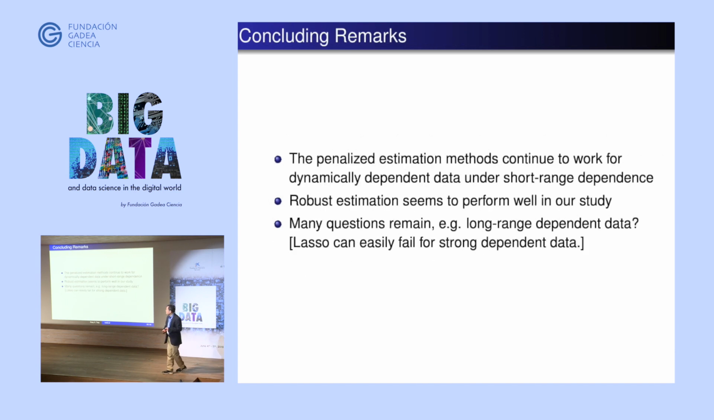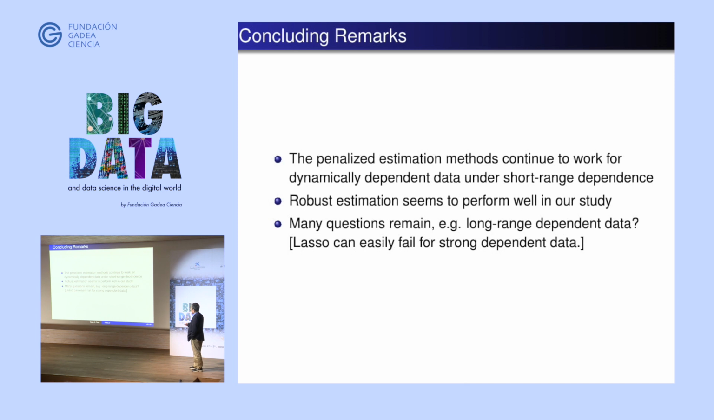So to conclude, this general estimation method continues to work for dependent data, but only weakly dependent data. Okay. You cannot have strong dependence. What I mean is this type of method continues to work for short-range dependence. Okay. The robust estimation seems to perform quite well in our experience. So this is quite encouraging. It's nice to hear Jianqing talk about his result is also very encouraging. So robust, I think, is a good way to go. There are many questions that remain.